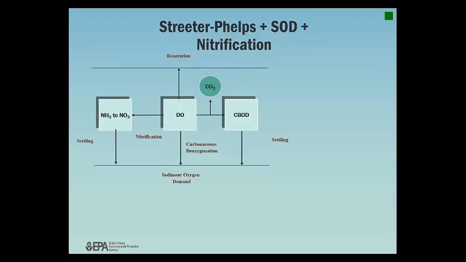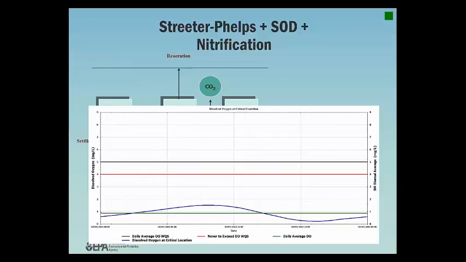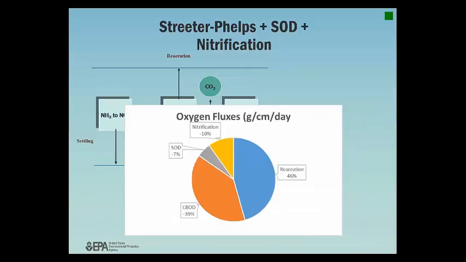The next scenario, as we keep building on these scenarios, is the Streeter-Phelps with SOD, plus we're going to have the impacts of nitrification, the conversion of ammonia to nitrate, on the dissolved oxygen concentrations. And again, much like before, we have our setup. Now that we've included nitrification as well, you'll notice that our dissolved oxygen concentrations and daily average concentrations have been reduced even further. And now when we look at the fluxes, we can see that we have a new flux in there for nitrification, and 10% of the oxygen flux in our model network is lost to nitrification.